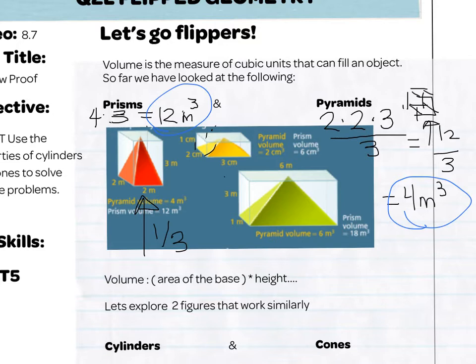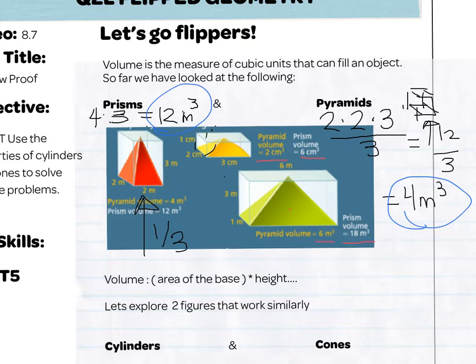So let's look at them quickly. We've got a prism here, which is 6. That's its volume. The pyramid inside of it, hey, look at that, 2. 6 divided by 2 is 3. Same idea. The prism here, volume is 18 meters cubed. And look at that, the pyramid inside of it is going to be 6 meters cubed. Again, 18 divided by 6 is going to give me 3.